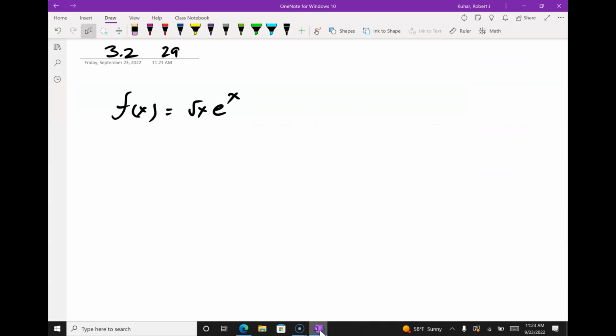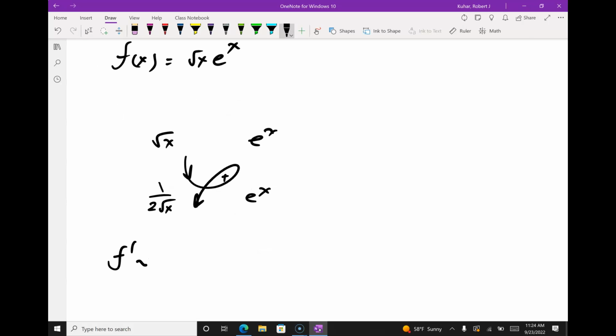So let's go derivative here. First function is square root of x. What's the derivative? Yell it. Good. Second function is e to the x. What's the derivative? We're doing this loop with a plus for f prime of x. And I get square root of x, e to the x, plus e to the x over 2 square roots of x.